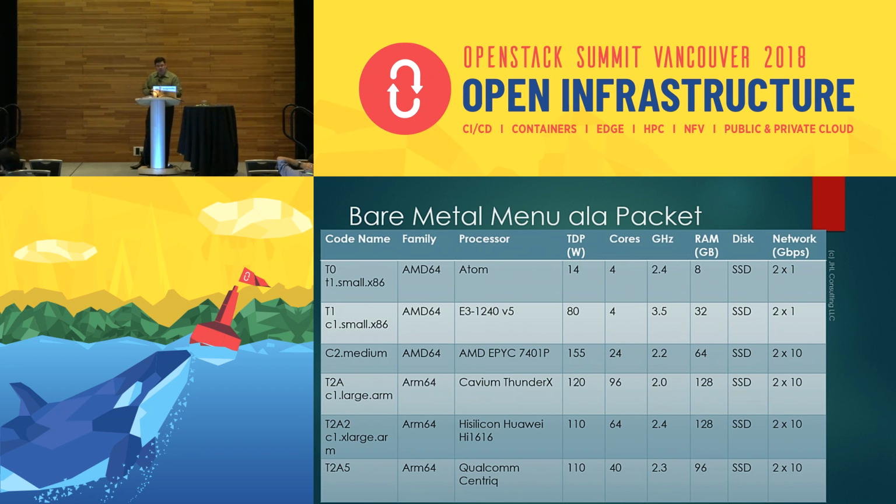You can see that there are quite a few more cores there. That KVM ThunderX has got 96 cores, the Huawei 64, and the Qualcomm 40 cores. So quite a few more cores there, we'll see. All of them had SSD drives, so pretty similar there. All of the high-end ones had dual 10 gigabit network cards installed.